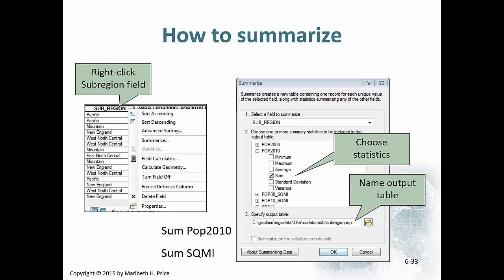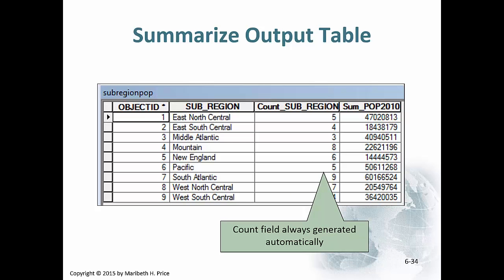population of 2010 field. When you see the word output, you need to know that you are creating a file, and you better know where you're putting it so that you can find it and use it when you need it. The output table includes a count of how many states are in each subregion and total population within each region.